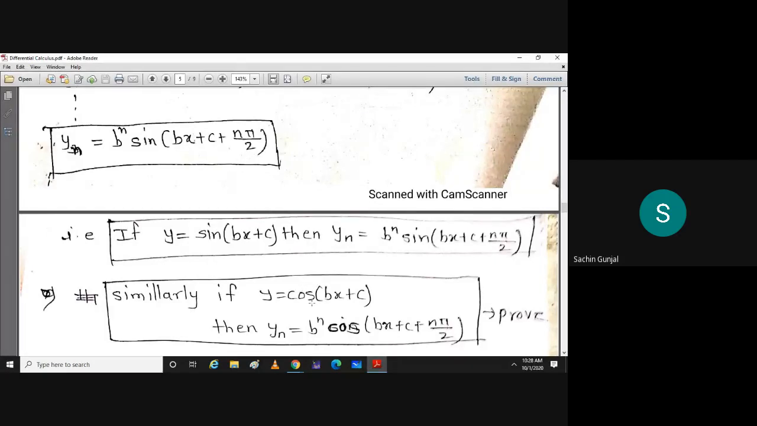So in case of cosine, if y is equal to cos of (bx plus c), what is its nth derivative? b raised to n cos of (bx plus c plus n pi by 2). Please understand that whenever there is sine, in the nth derivative there is sine. So for cos it is cos. So y is equal to cos of (bx plus c), then yn is b raised to n cos of (bx plus c plus n pi by 2).